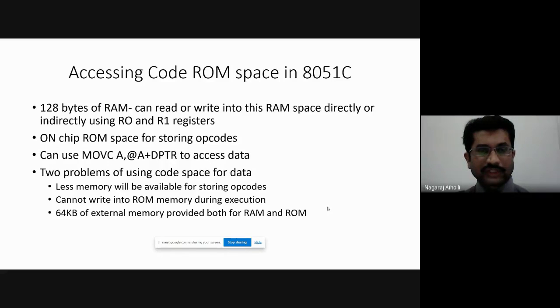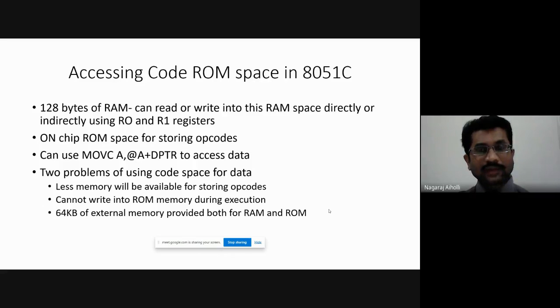Okay. Now, what is the difference here? When we are storing the data in ROM memory, say we are using the instruction MOVC A, @A+DPTR to access the data that we have stored in the ROM memory. It is not the opcode, it is data we have stored in ROM memory, and we are accessing that data using the instruction MOVC A, @A+DPTR. Now, the ROM memory is meant for storing the instruction opcodes, right? But when we use it for storing the data, there are two problems here.